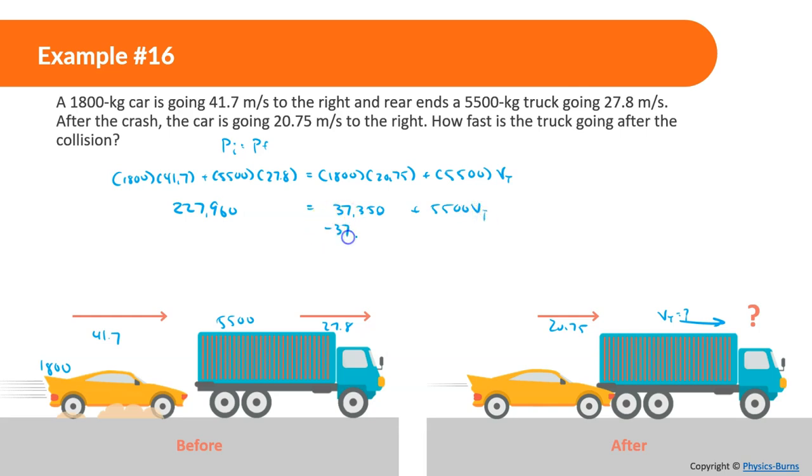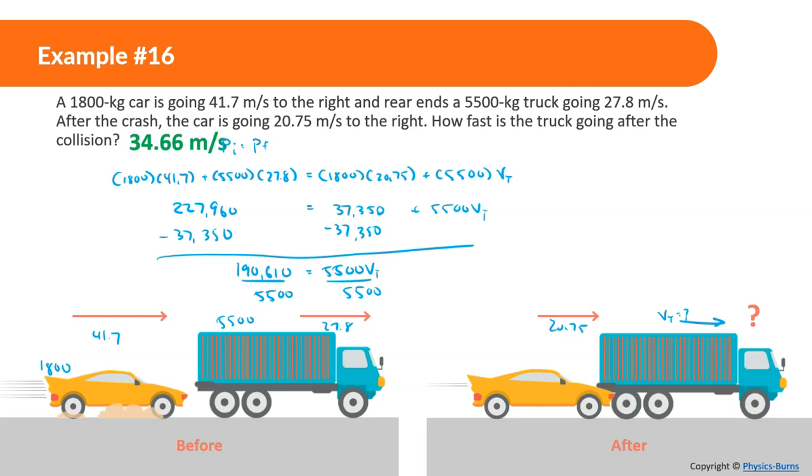So let's subtract 37,350 from both sides, and we get 227,960 minus 37,350 is equal to 190,610, which is equal to 5,500 times the velocity of the truck. We'll divide both sides by 5,500, and we get the truck is going 34.66 meters per second.